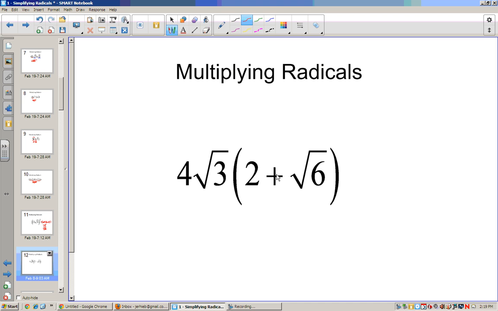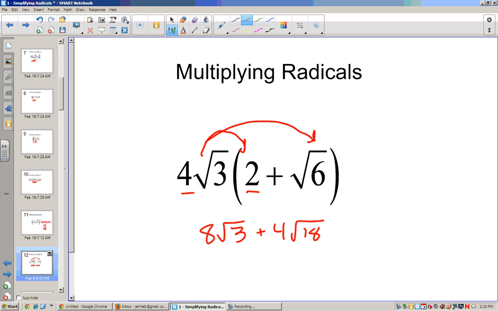Now, if there's an addition in here, then I'd have to multiply to each section. So 4 root 3 times 2, I can multiply the 4 times the 2 to get 8 times the square root of 3. 4 root 3 times root 6, that's going to be 4 times the square root of 18.